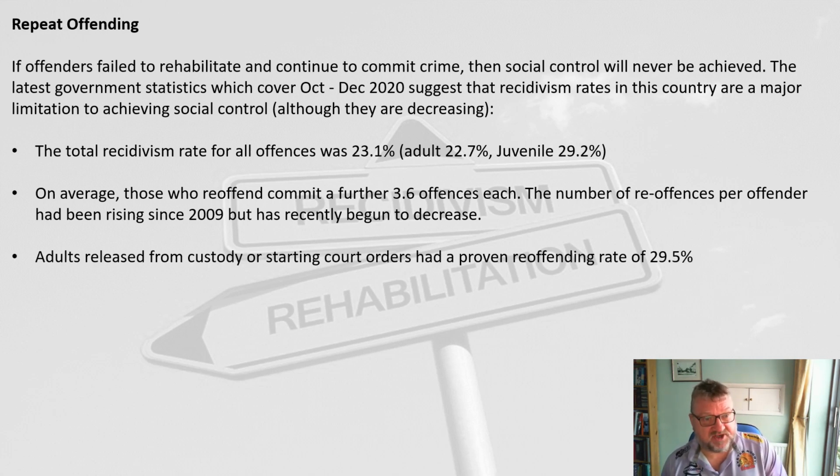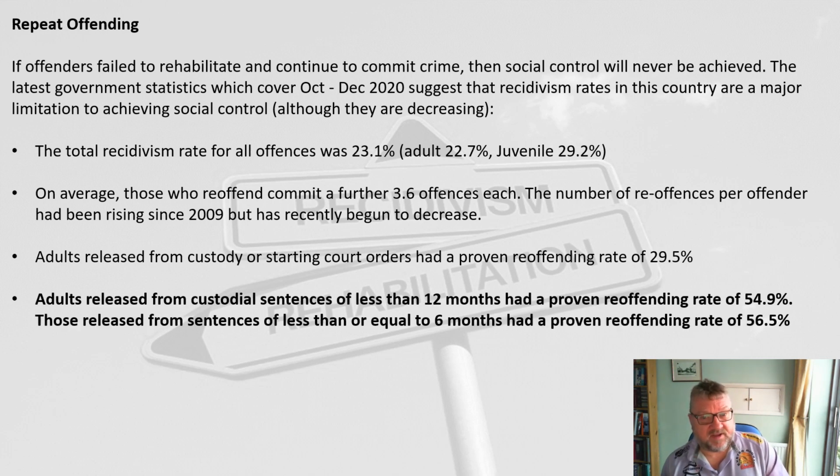Adults released from custody or starting court orders have a reoffending rate of about 29.5%. So if you have a court order or custody, there's a 29.5% chance of reoffending, and it goes much further up if you look at shorter sentences, and this is really key here. Adults released from custodial sentences of less than 12 months had a proven reoffending rate of 54.9%, and if the sentences were less than or equal to 6 months, it was 56.5%.